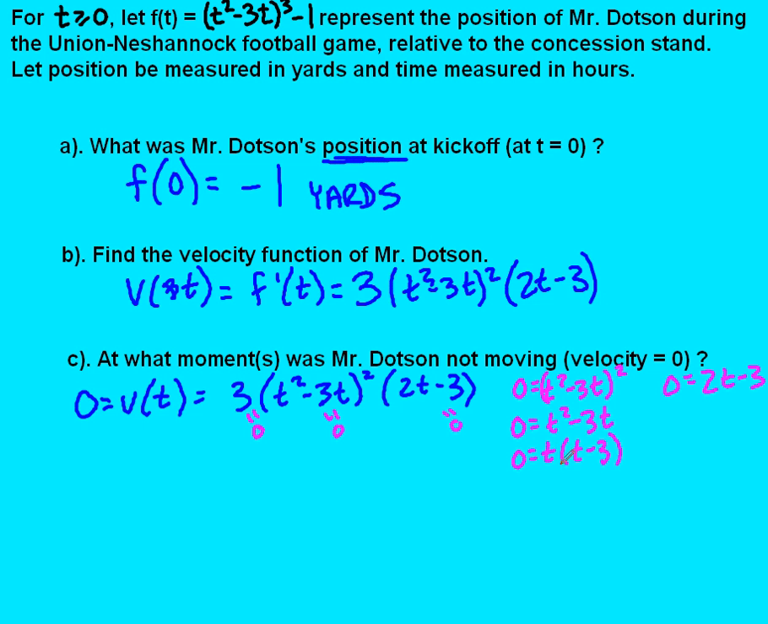And again, if two factors equal 0, that means each one equals 0. So t equals 0, or t minus 3 equals 0, and that means that t here would equal positive 3. So I already have one answer, t equals 0, another one here that t equals 3, and then to solve this one, add 3 to both sides, 3 equals 2t, and then 3 halves would equal t. So I have 3 different times when Dotson here was not moving.